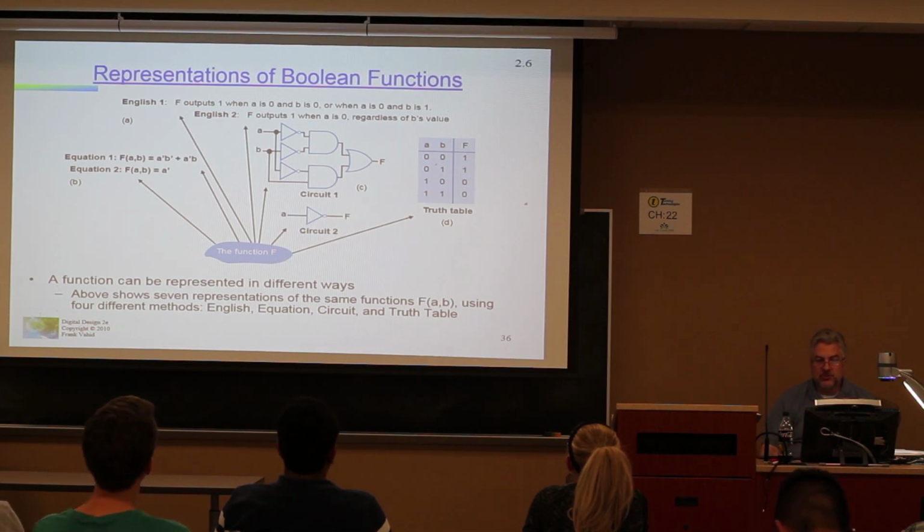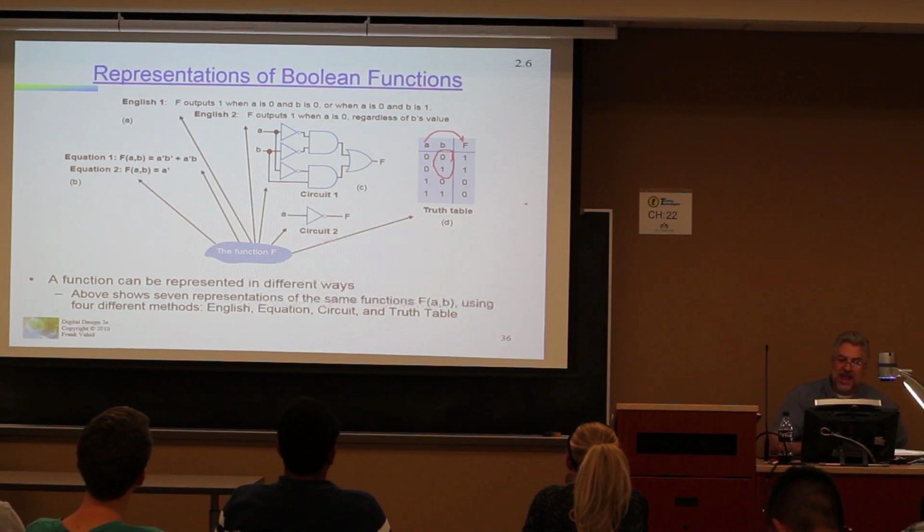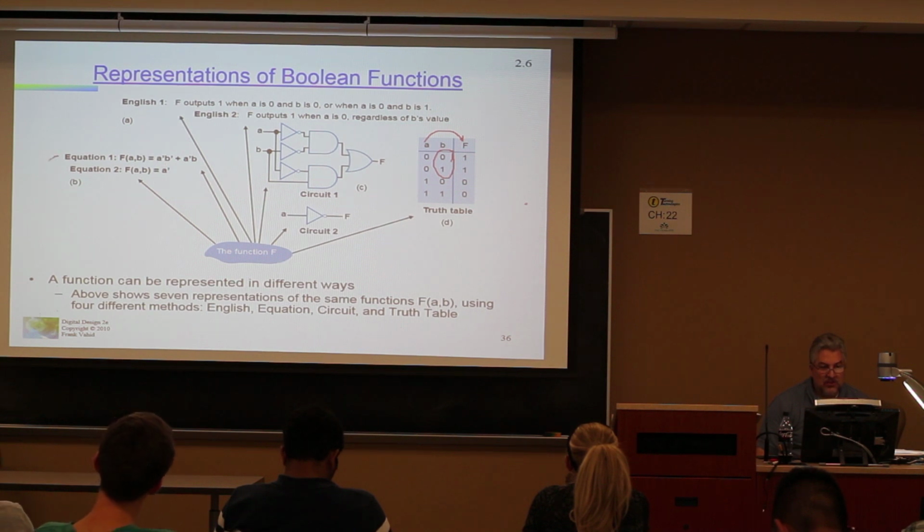Well, the first thing that should jump out is that it doesn't matter what B is, right? F always follows whatever A is, and you could see that from the truth table. And literally, if you look at this, are these two the same?